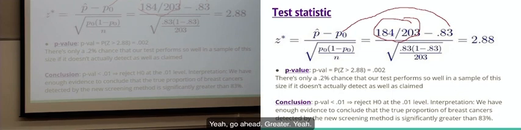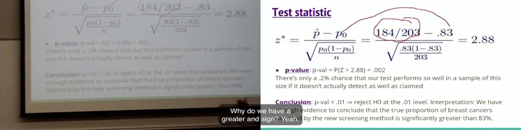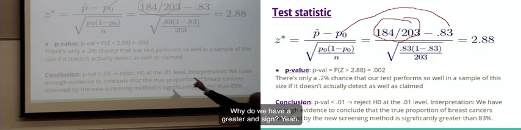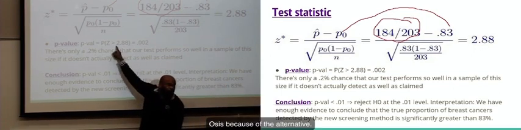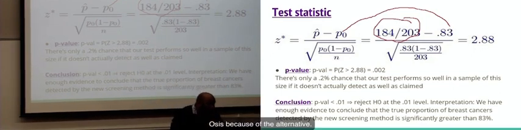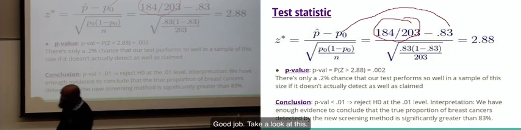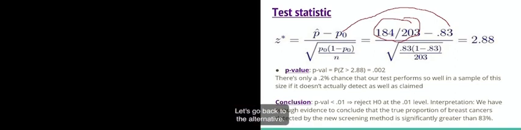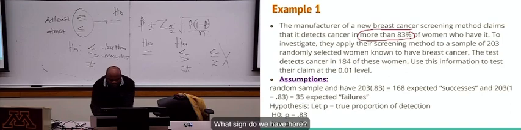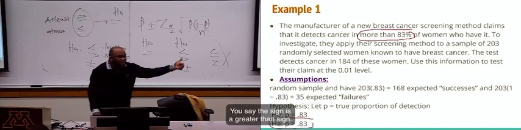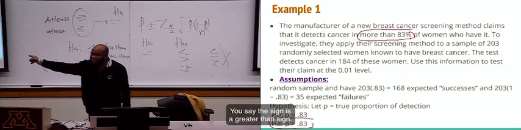You say greater than? Yeah, why do we have a greater than sign here? It's for our alternative hypothesis. We're doing a greater than because of the alternative. Send me a message for extra credit. Good job. Take a look at this. Let's go back to the alternative. What sign do we have here? Do you see the sign? The sign is a greater than sign.